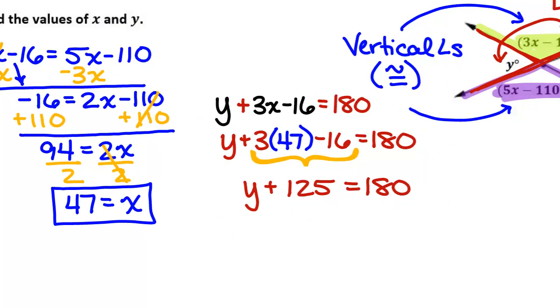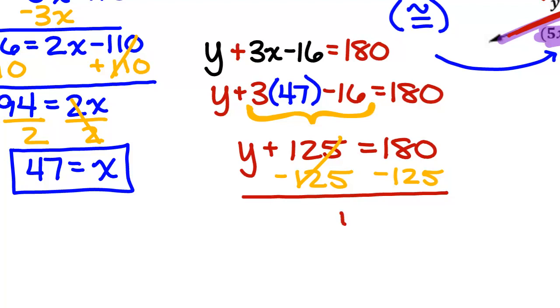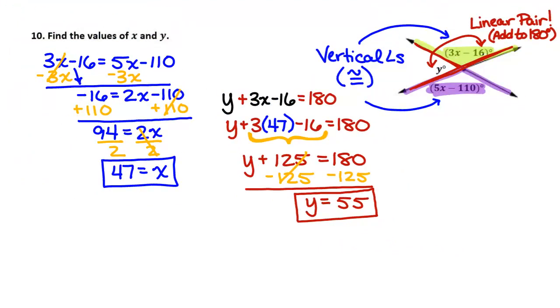Y plus 125 equals 180. So then I minus 125 from both sides. What is 180 minus 125? 55. 125 is what you get when you do 3 times 47 minus 16. So 180 minus 125 to get our answer for y of 55.